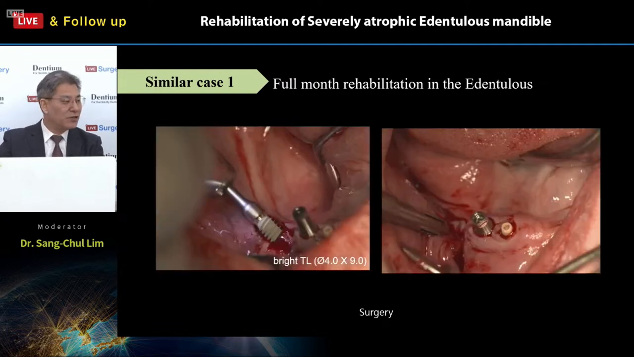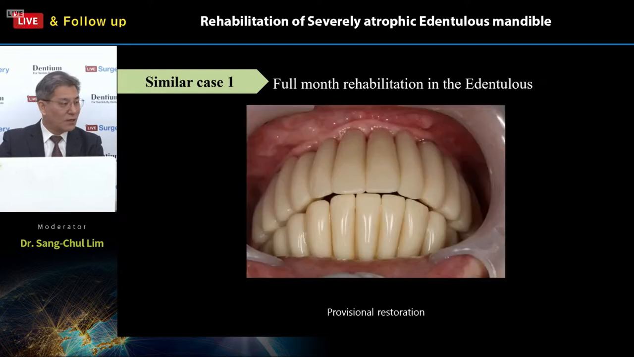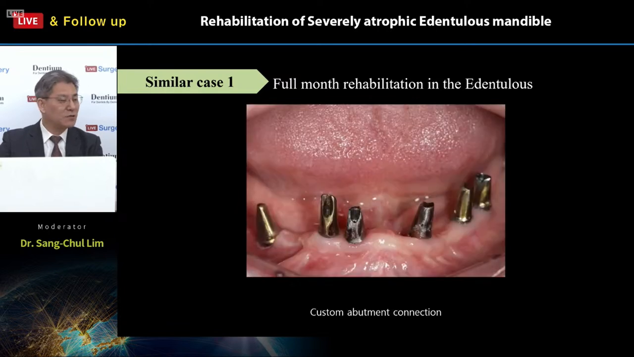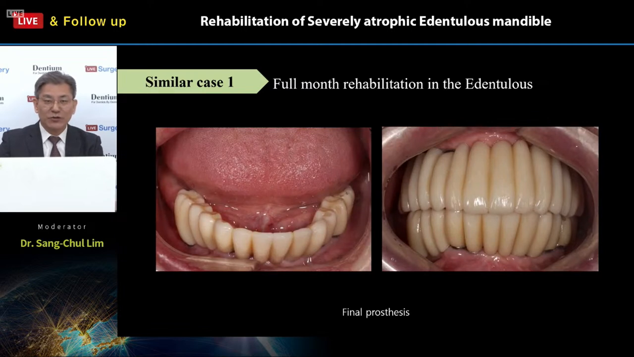But anyway, this patient had the fixtures installed, and finally got the provisional restoration with a fixed PMMA like this one. So the lower jaw, what about this one? All six implants were installed and got the final restoration as a fixed prosthesis. Fixed prosthesis as a final restoration, right? Sometimes that is good, sometimes that is not good for the patient. It depends on jaw relation. But anyway, this patient wanted an implant-supported fixed prosthesis, so the final restoration is like this one.